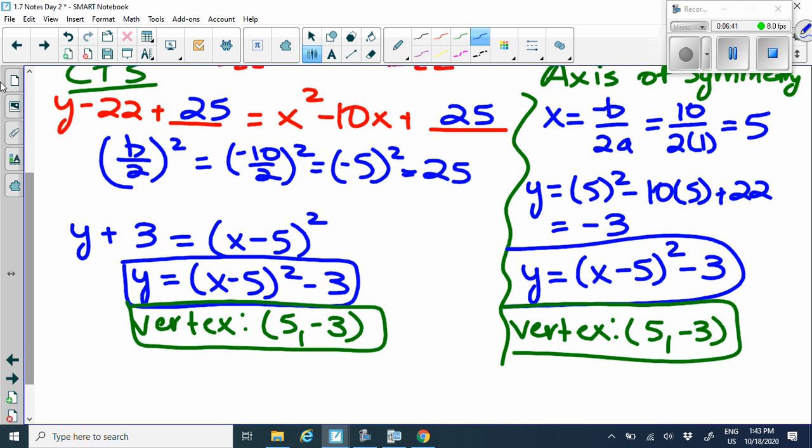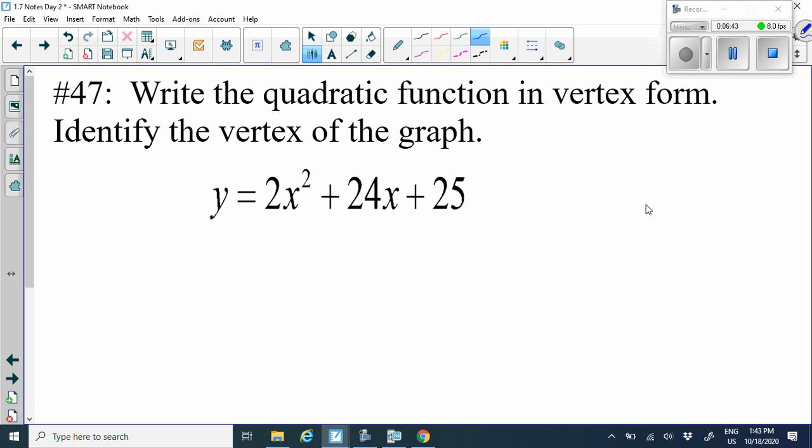Okay, now let's look at another example. So this time, once again, we're going to write the quadratic function in vertex form, so from standard to vertex, and identify the vertex of the graph. Now notice here, a value is something other than 1. So what I would like you guys to do is go ahead and pause the video, use either completing the square or the axis of symmetry to rewrite this function in vertex form and find the vertex.